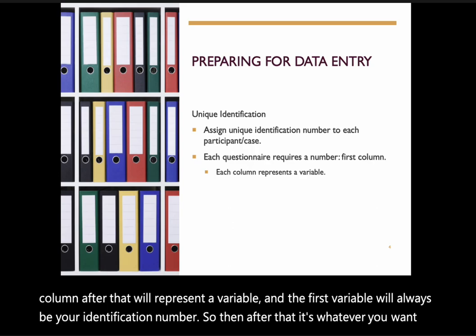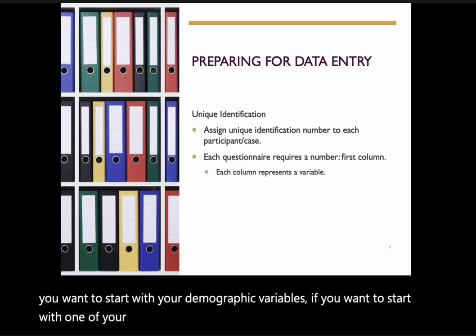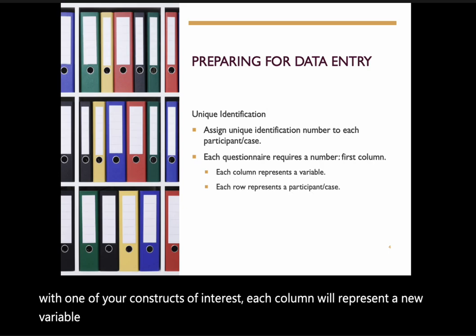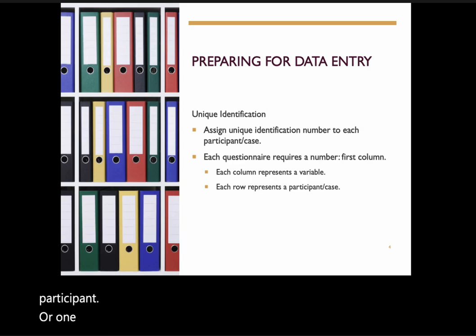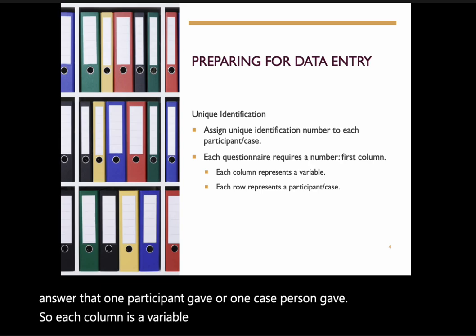If you want to start with your demographic variables, if you want to start with one of your constructs of interest, each column will represent a new variable. And then each row of your spreadsheet will represent one participant or one case. So it will have every answer that one participant or one case gave. So each column is a variable, each row is a participant.